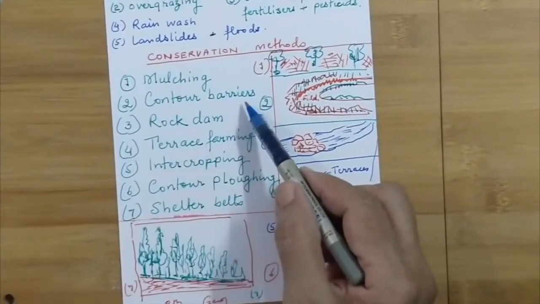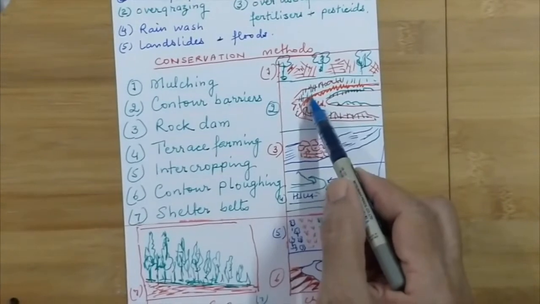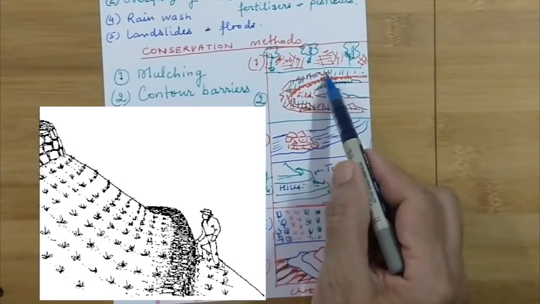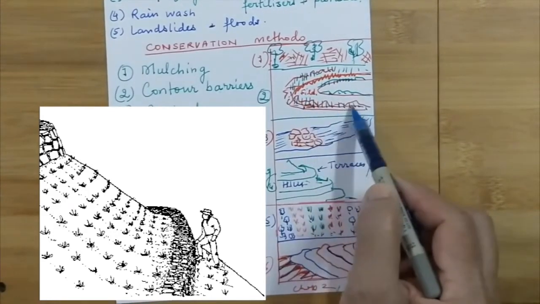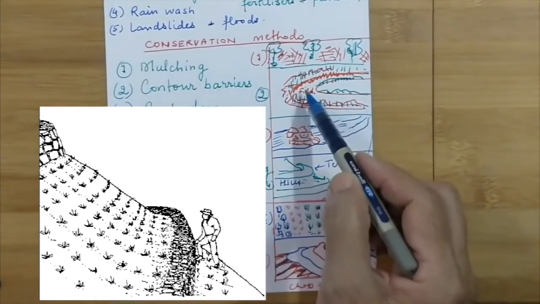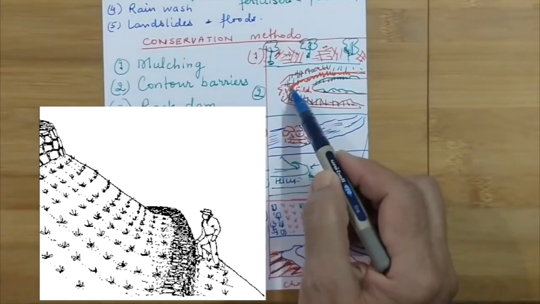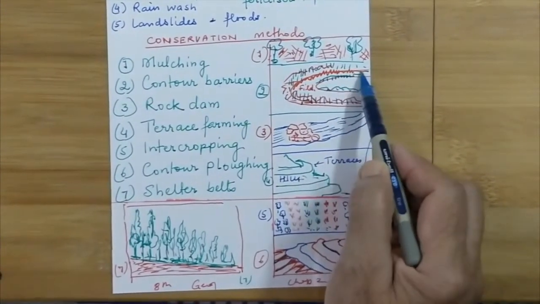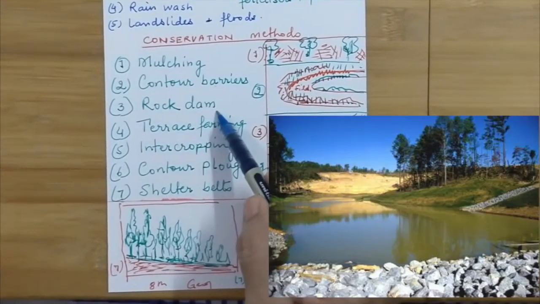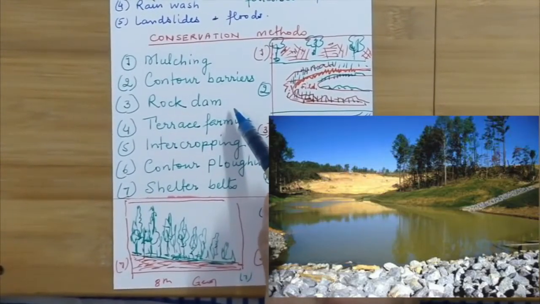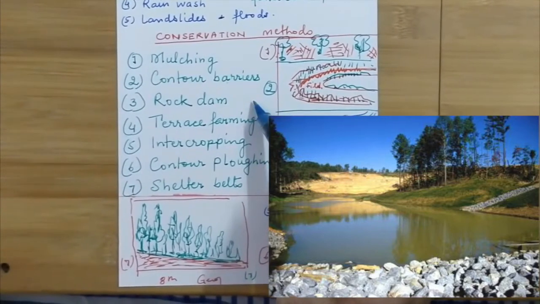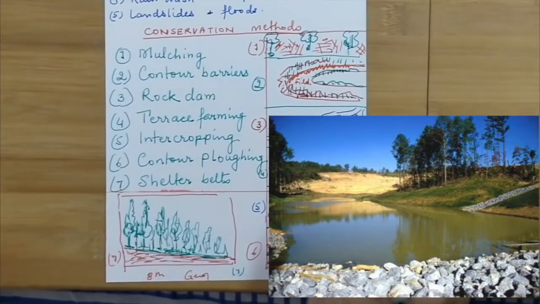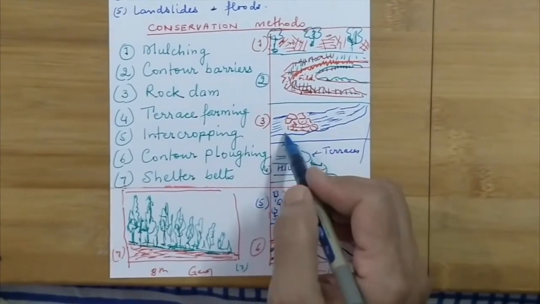Second is contour barriers. In contour barriers, stones, grass and soil are used to build barriers along the contours. Trenches are made in front of these barriers, which collect the water. Third is rock dam. Rocks are piled up to slow down the flow of water. This prevents gullies and further soil loss.